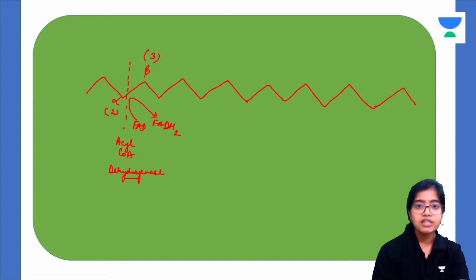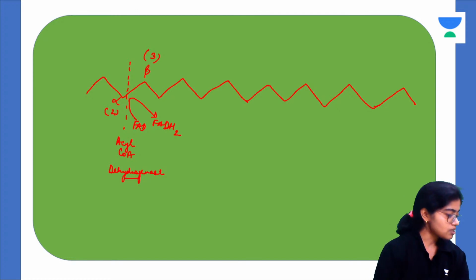And why oxidation? Because hydrogen is getting lost. Okay, hydrogen is getting lost, so therefore it is oxidation. This is oxidation that is happening here. FADH2 and NADH2 molecules are produced.